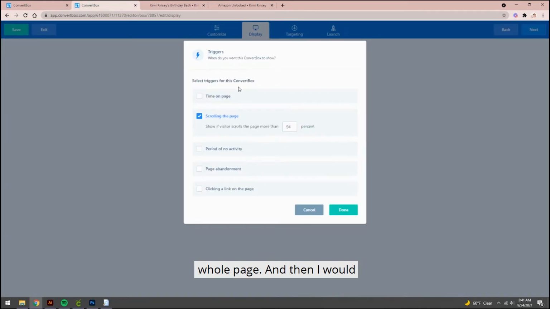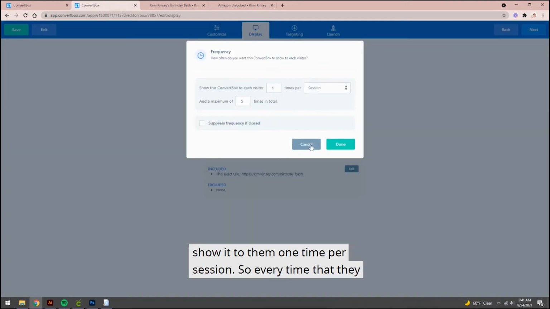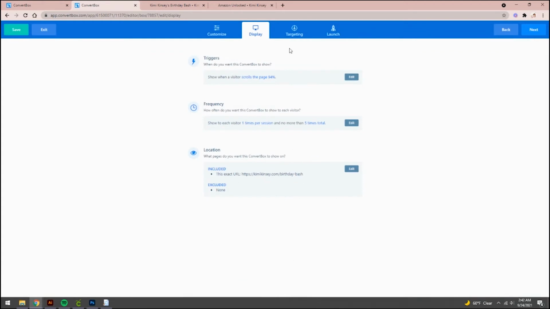And then I would show it to them one time per session. So every time that they came to the page, but no more than 5 times total. So if they were coming to the page every day and they were actually scrolling the entirety of the page every day, they weren't going to get hit with it 7 times. They'd only get it 5 times in total, like ever. It was only on the birthday bash page.